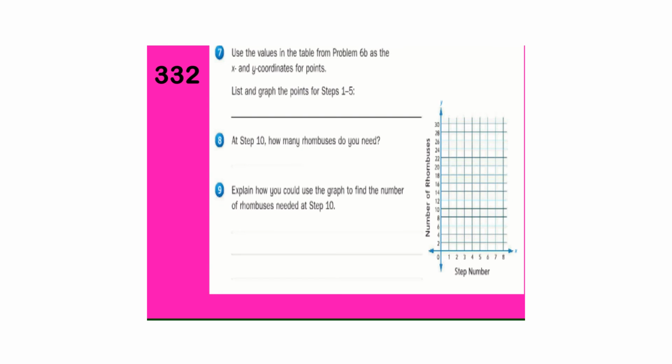Okay, so it is 3 times the step plus 1. So for the first one, it's 3 times 1 plus 1. So it should go at 1, 4. 3 times 2, 6 plus 1, 7. 3 times 3, 9 plus 1, 10. 3 times 4, 12 plus 1, 13. Okay, so it's 3 times the step x, plus 1. Okay, 3 times the step, 3n plus 1. I'll just show you the answer key here, because at step 10, how many rhombuses do you need? 3 times 10, 30 plus 1, 31.